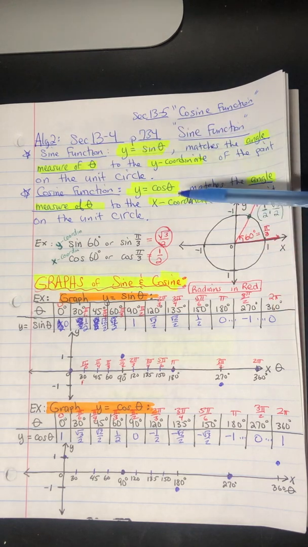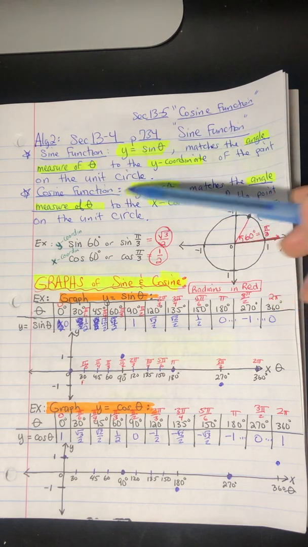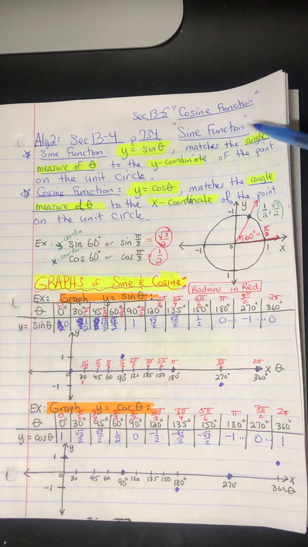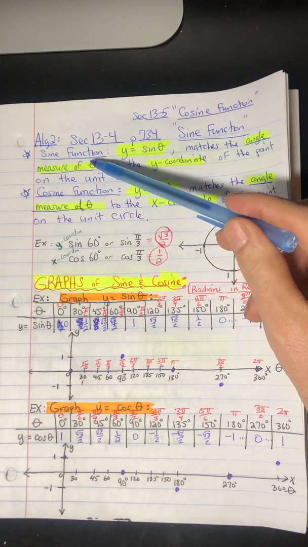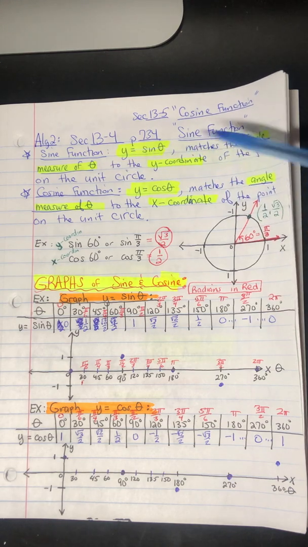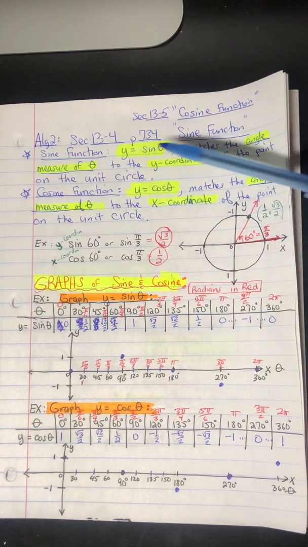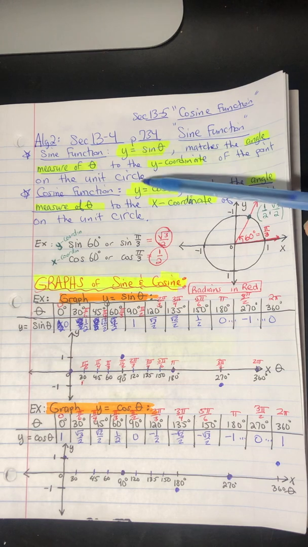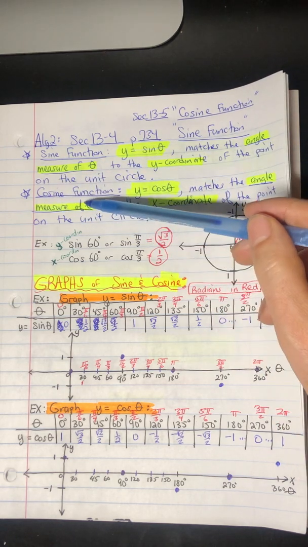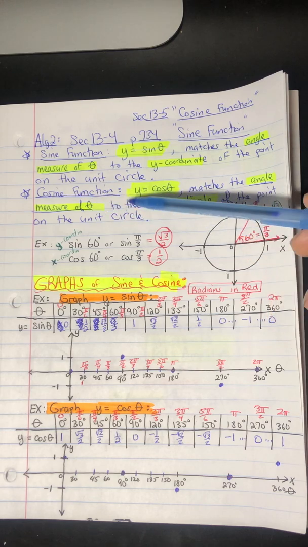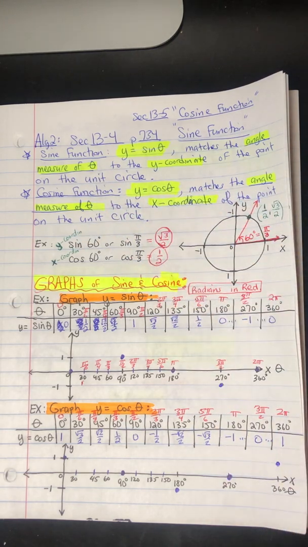I hope you're copying all this down. Sine function, again, matches the angle measure of theta, which can be measured in degrees or in radians, to the y coordinate of the point on the unit circle. I just talked about that. Cosine function is very similar, y equals cosine of theta. Again, that one matches the angle measure of theta, which can be in degrees or in radians, to the x coordinate of the point on the unit circle. I already talked about both of those.